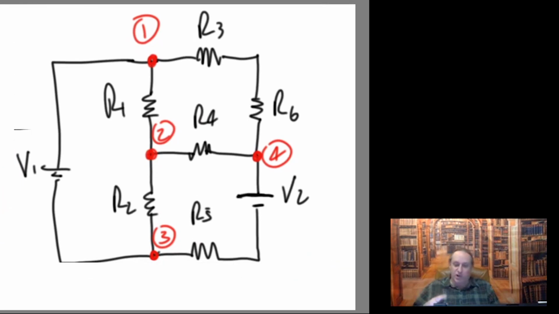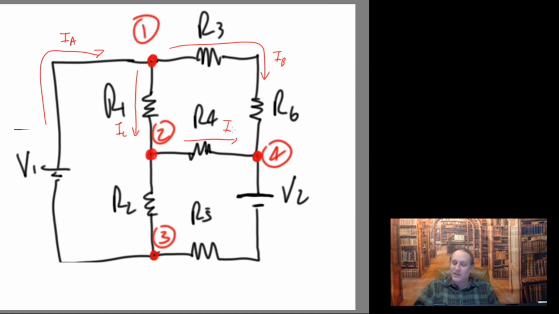So we're going to label maybe IA, IB, IC, ID, IE, and IF. So basically, between every pair of junctions, we need to label the current separately.